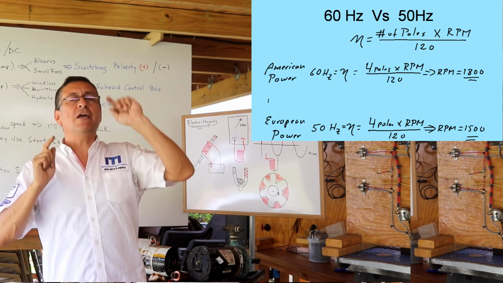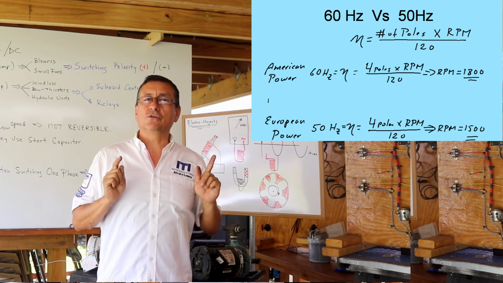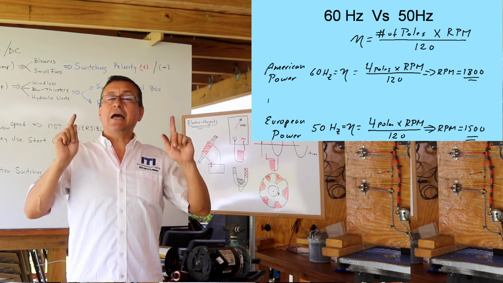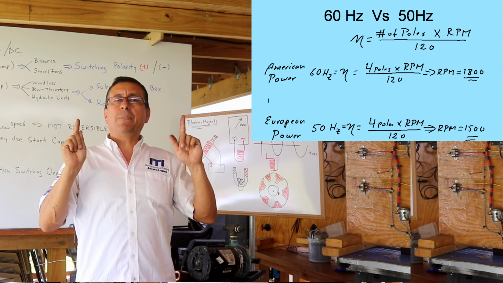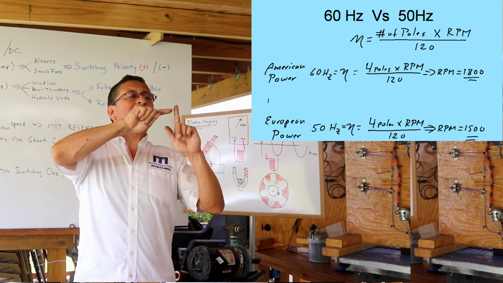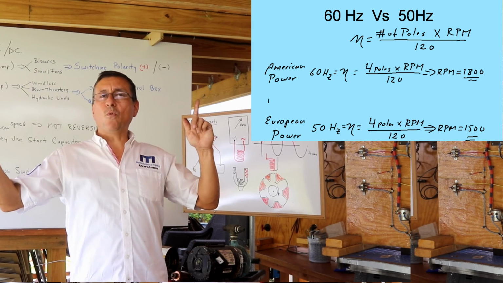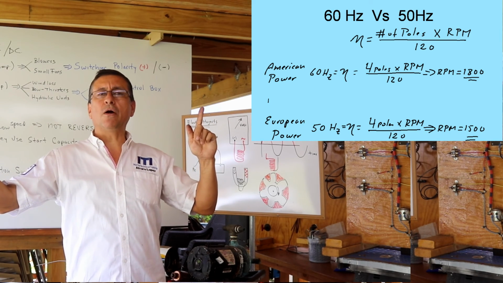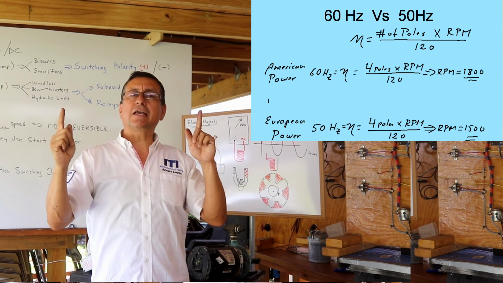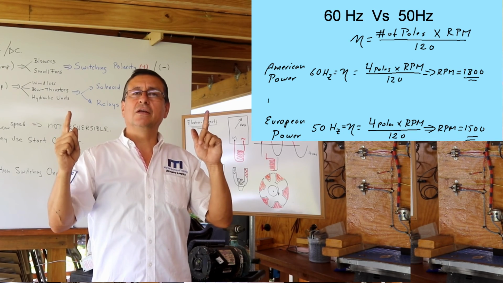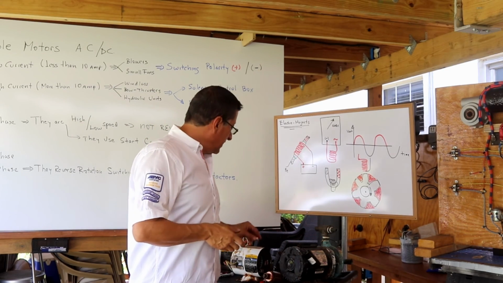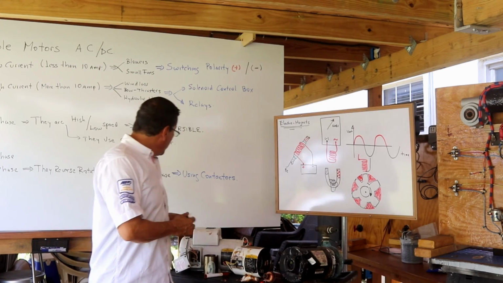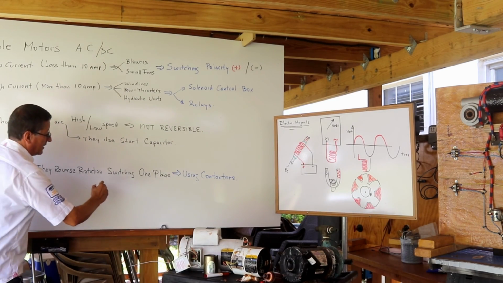The frequency of the American power is 60 cycles. What is the meaning of that? In American power, I have 60 cycles in 1 second. In European power, I have 50 cycles in 1 second. And we are going to study in other episodes the formula to calculate the frequency.